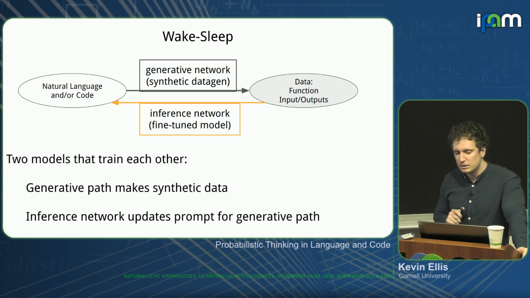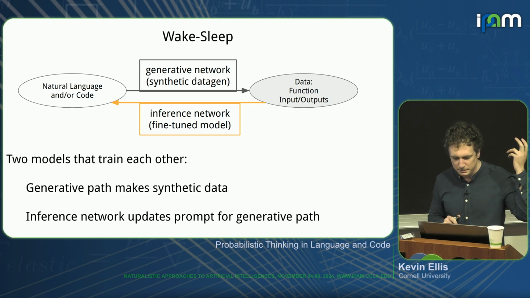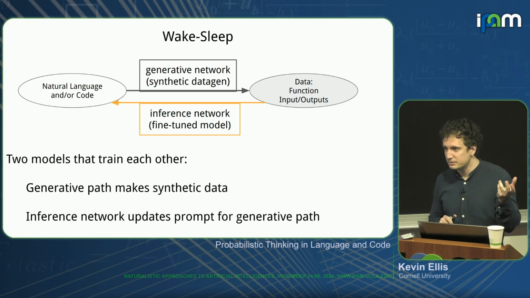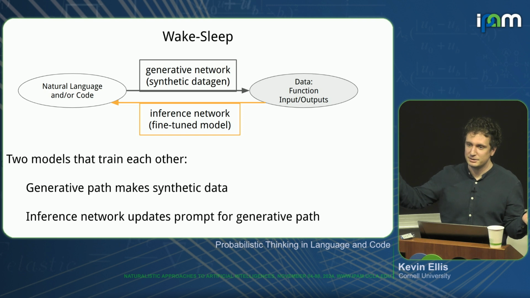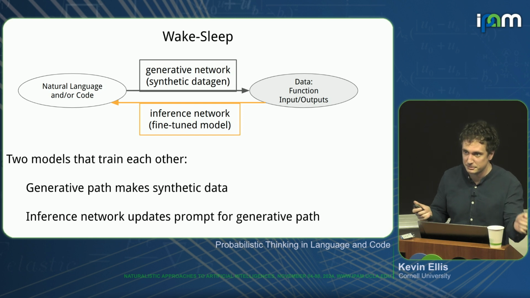In wake-sleep, though, these two models cooperate. They train each other. So the generative path is making data for the inference network. And as we'll see in a second, the generative path is going to be updated based on what the inference network does. And this will address exactly what you're just asking about.